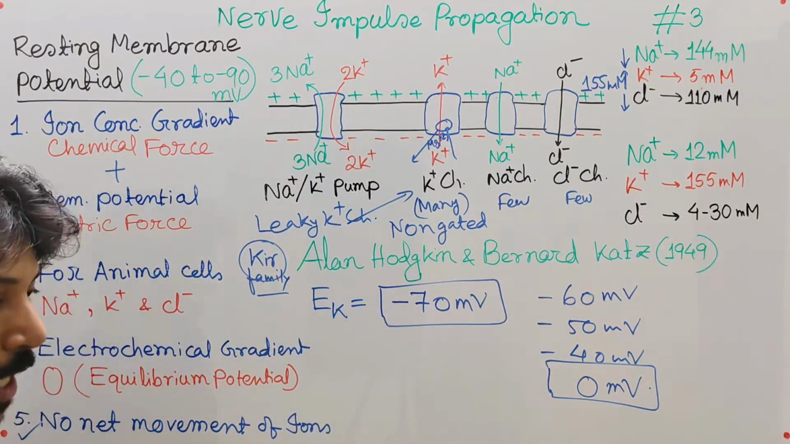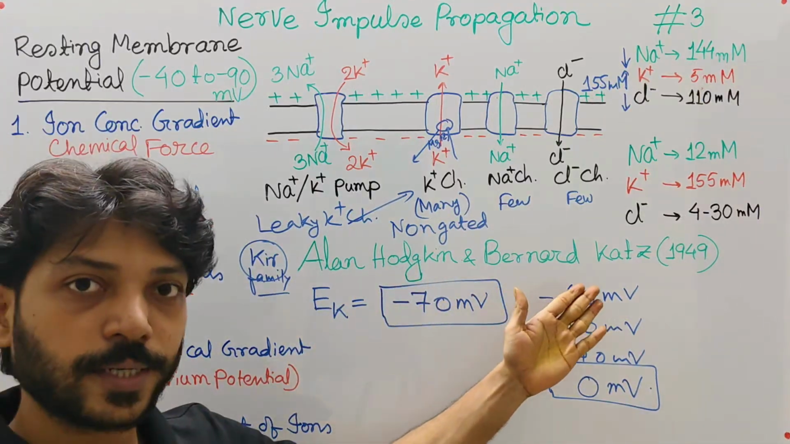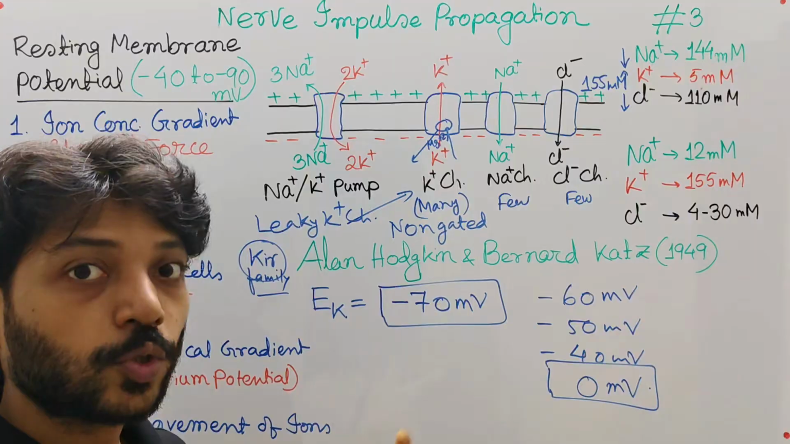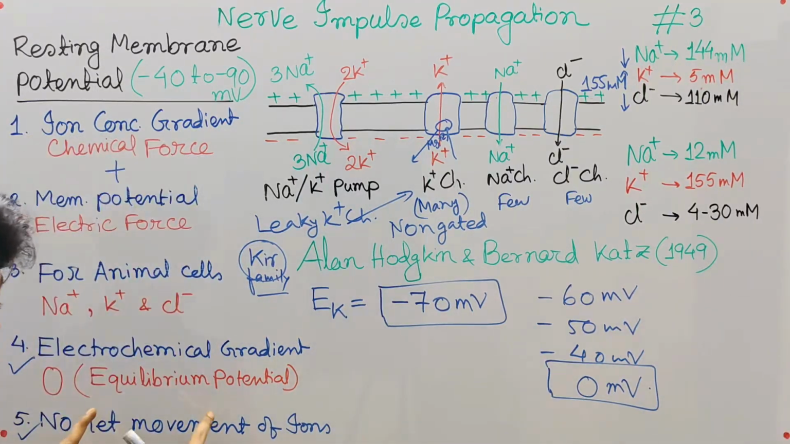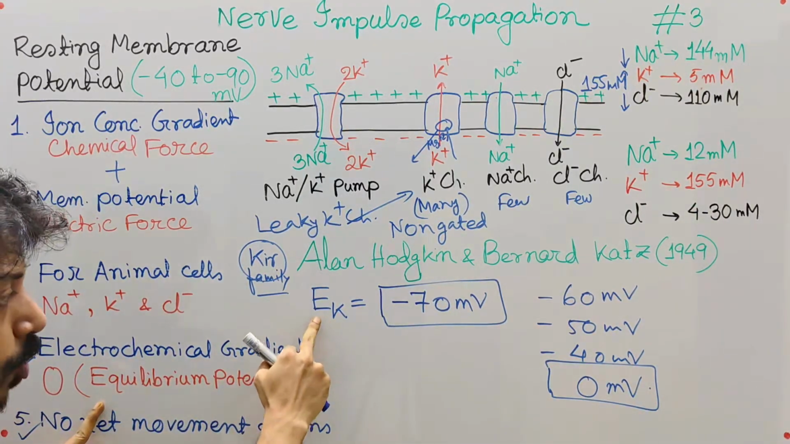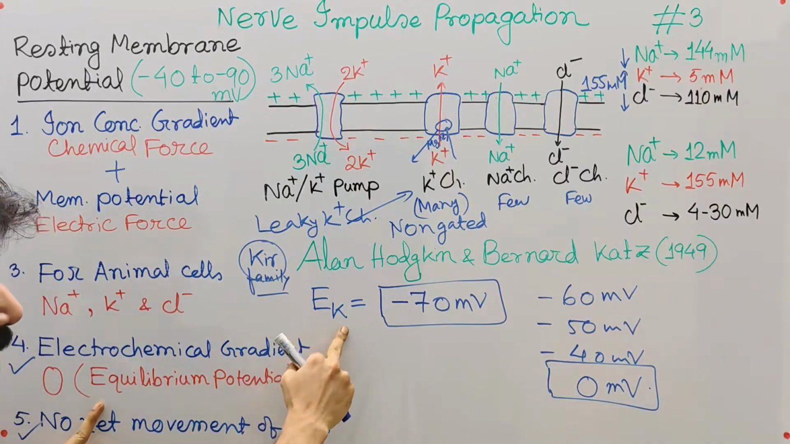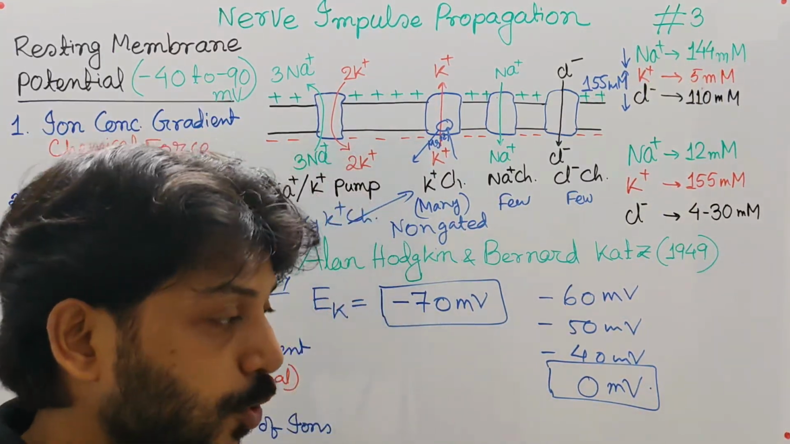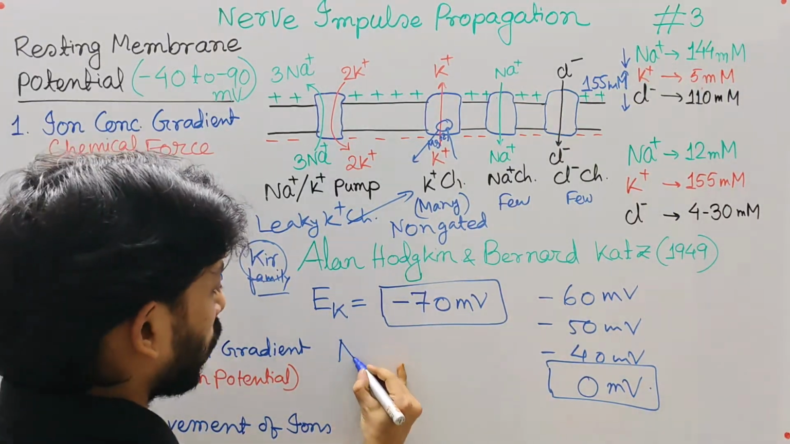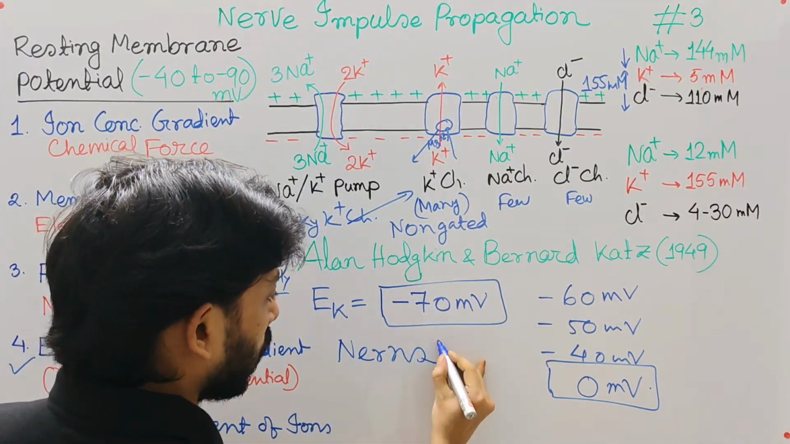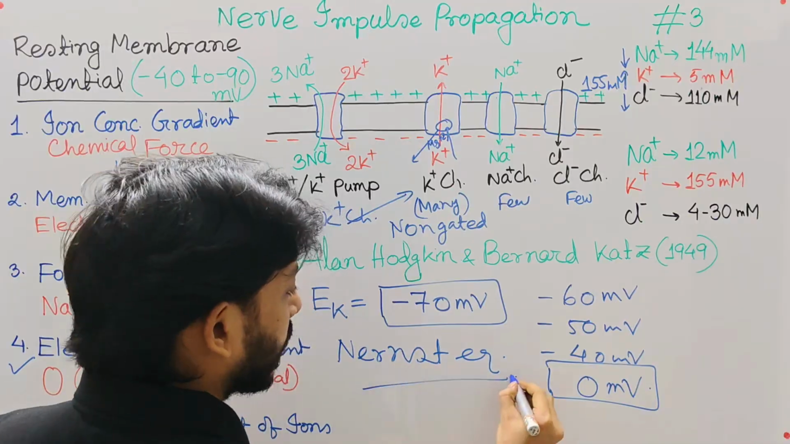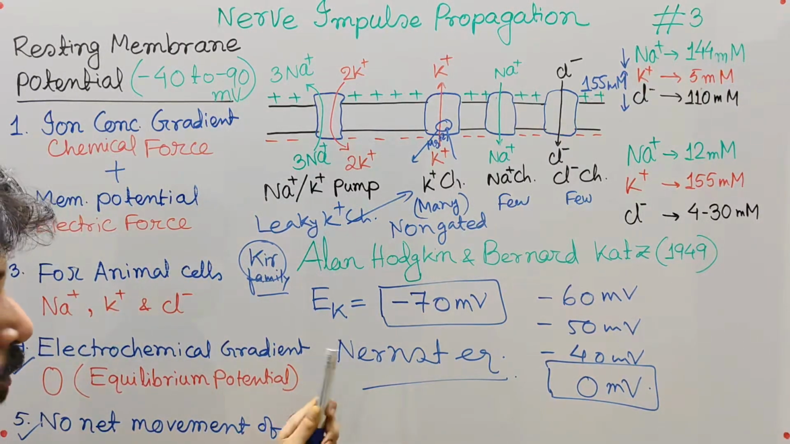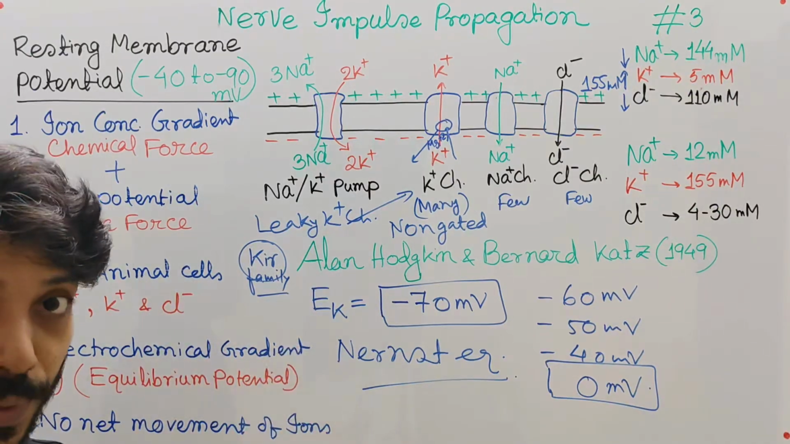So we want to check, because Alan Hodgkin and Bernard Katz performed the experiment, so they got this value. We actually want to know exactly whether the value of equilibrium potential for the potassium will be minus 70 millivolt or not by one equation called the Nernst equation. So by the Nernst equation, we will validate whether really this potassium is responsible for the generation of resting membrane potential.